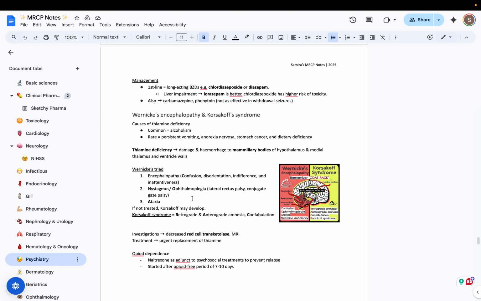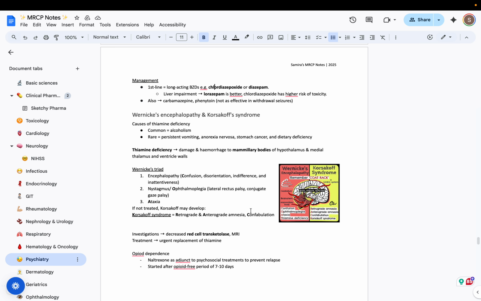Wernicke's triad is coat rack. So coat: confusion, ophthalmoplegia, ataxia. This is thiamine deficiency. Rack: retrograde, anterograde amnesia, and confabulation, which is Korsakoff syndrome. So again, to remember the Wernicke's triad, we have encephalopathy, so confusion, disorientation, indifference, and inattentiveness. Ophthalmoplegia or nystagmus, lateral rectus palsy or conjugate gaze palsy, and then ataxia.